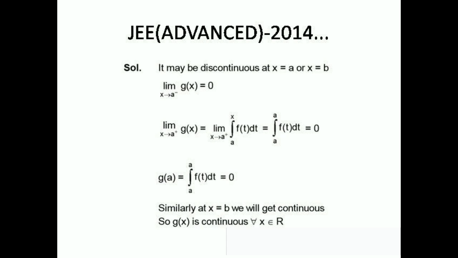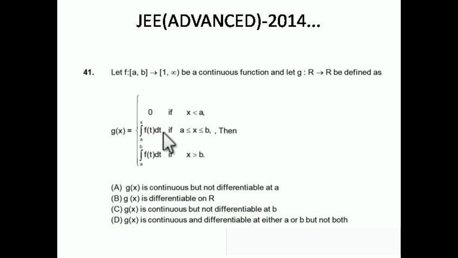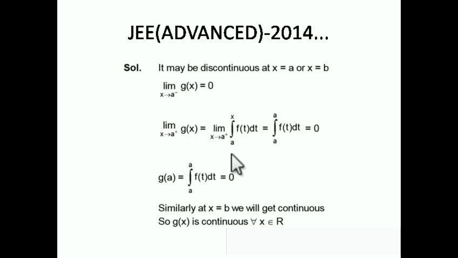So it must be continuous at x equals a or x equals b; that is the continuity check. Now as x tends to a minus, g of x, that means x less than a, is 0, already given. Now as x tends to a plus, g of x is this integral from a to x of f of t dt. If I put the upper limit here, that is a to a, and if the upper and lower limits are the same, the integration is 0. So it is equal to 0. That means this and this value are the same, and we also have to check at that particular point.